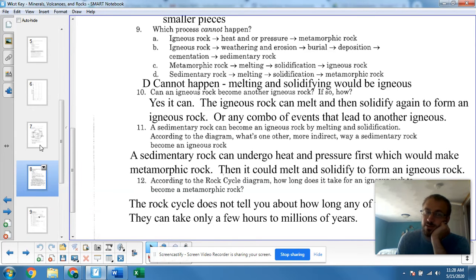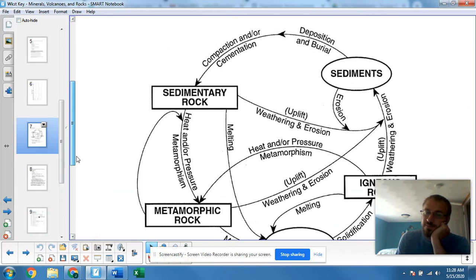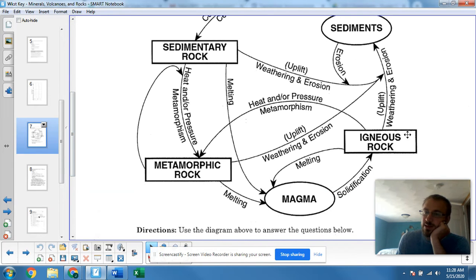Or you could have a much longer journey. You could go around the whole entire thing. It could become sediments, then it could become a sedimentary rock, then it could become metamorphic, then it could melt, then it could be an igneous rock again. So there's lots of different paths that these rocks can take to go from one to another.